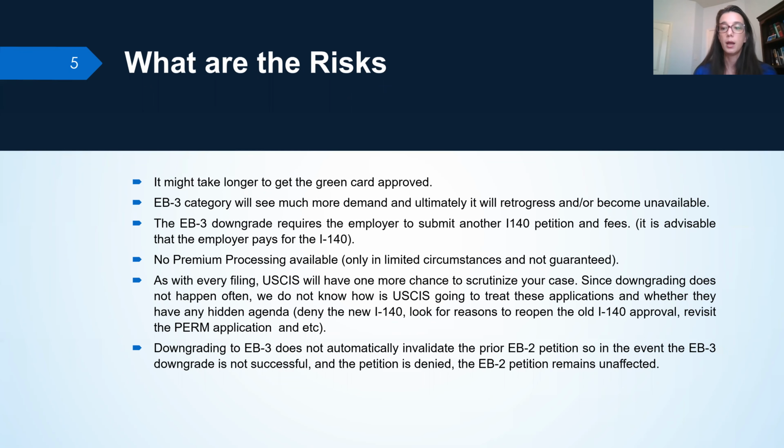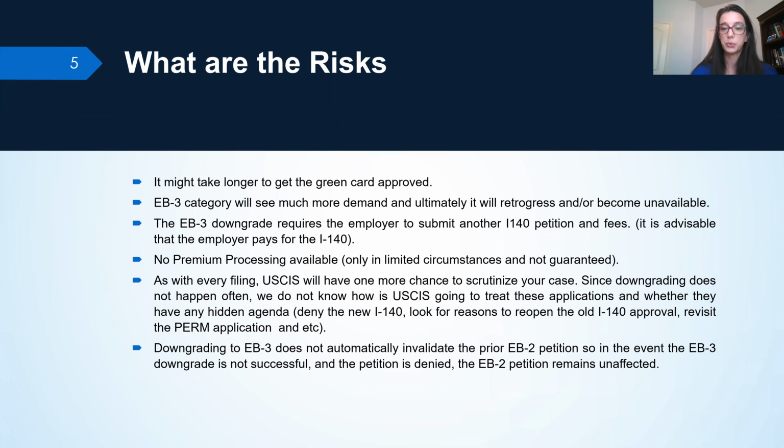because what's going to happen is a lot of people are downgrading, so the EB3 will get really busy with applications, and they will run out of numbers, and actually EB2 will probably start moving forward, and you might be eligible to file in the EB2 category and get your green card. So it's kind of like a two-step process. It's the filing part, where the visa availability has to be current, and it has to be current when USCIS adjudicates your green card. So that's the first point. The EB3 category will see much more demand, and ultimately it will retrogress and become unavailable. As I said, that happened before.